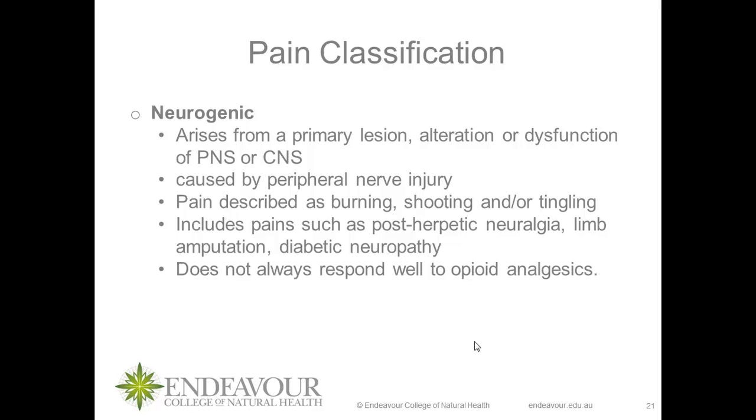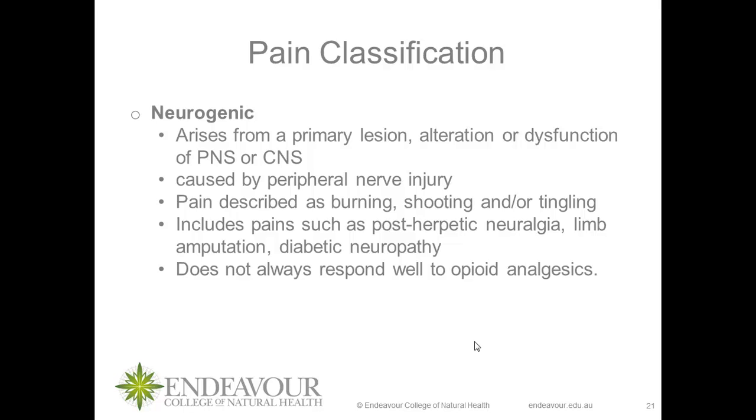Diabetic neuropathy is a dysfunction or an injury in a peripheral nerve due to uncontrolled glucose levels in the blood, a diabetic neuropathy. This is a neurogenic pain that the person then might experience.